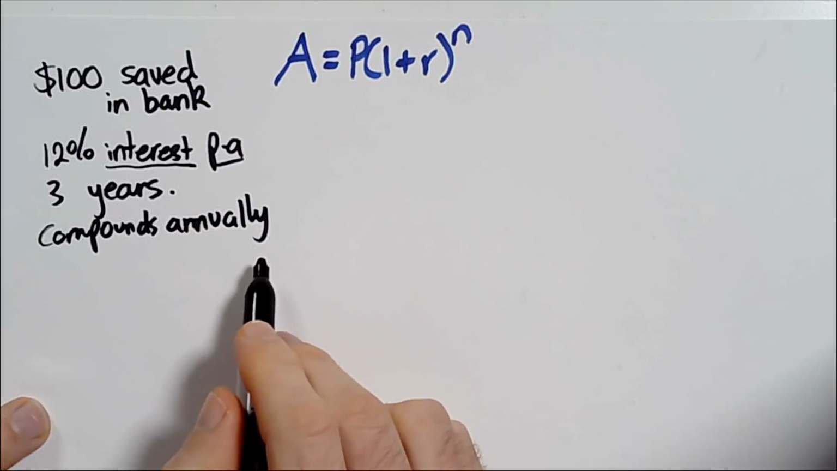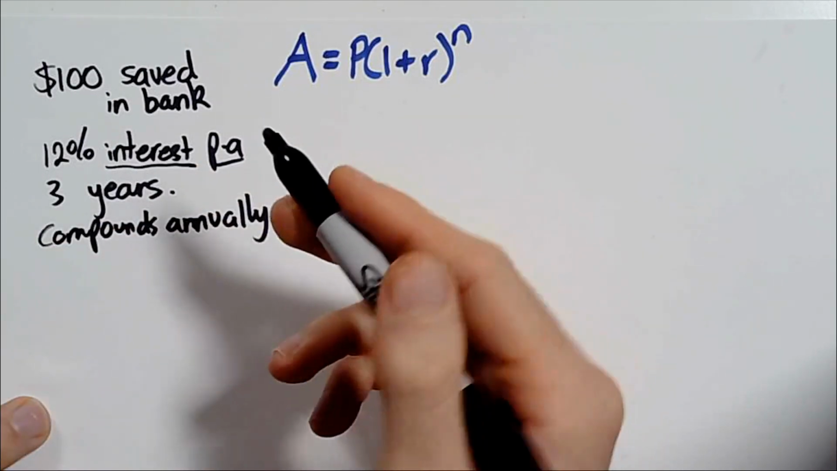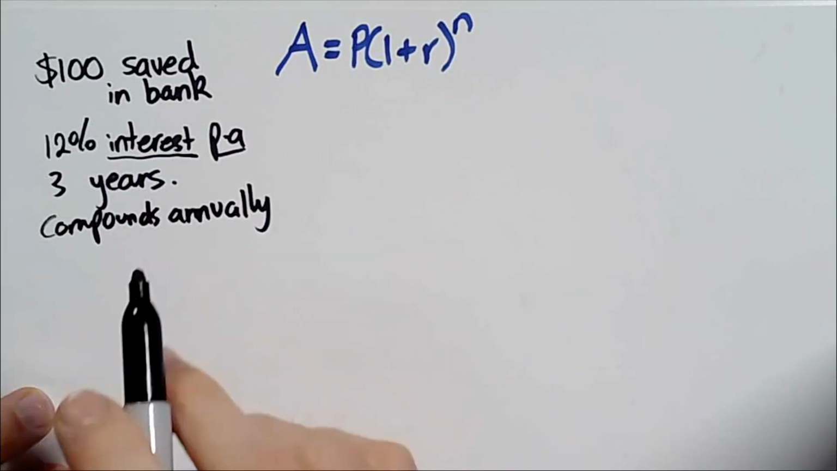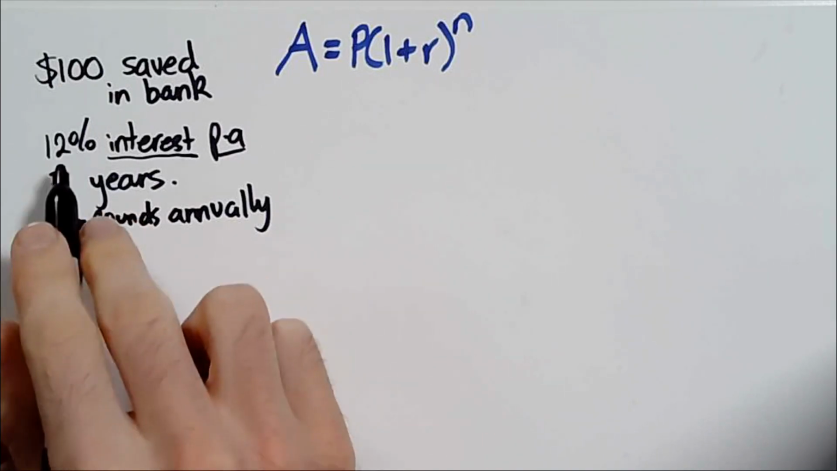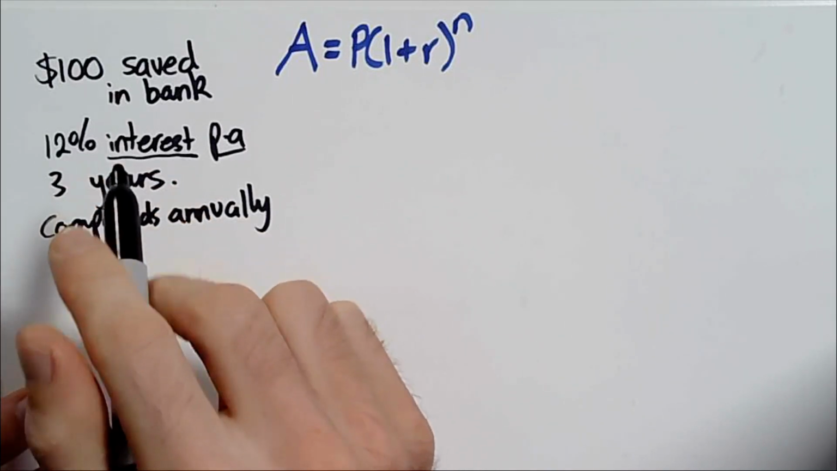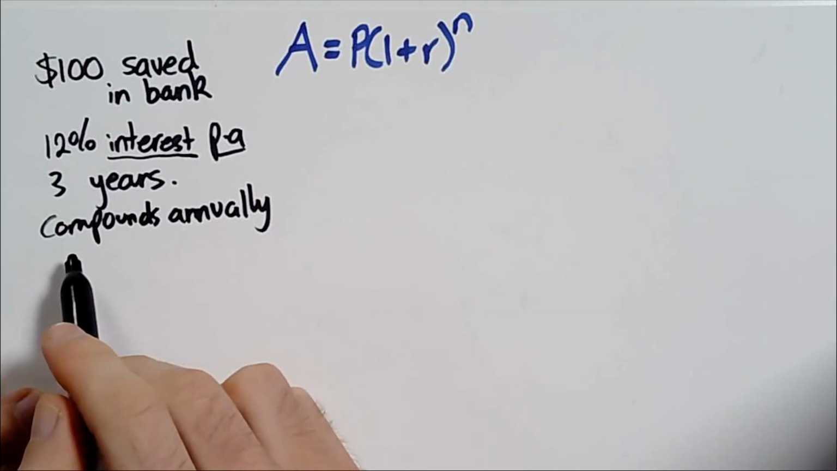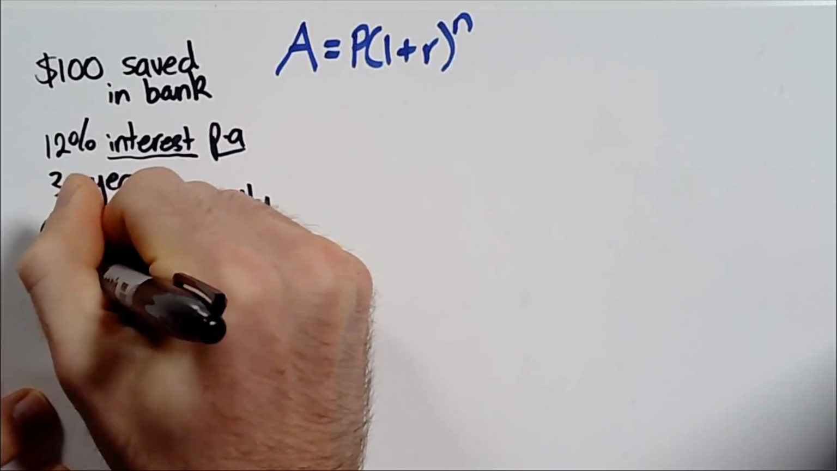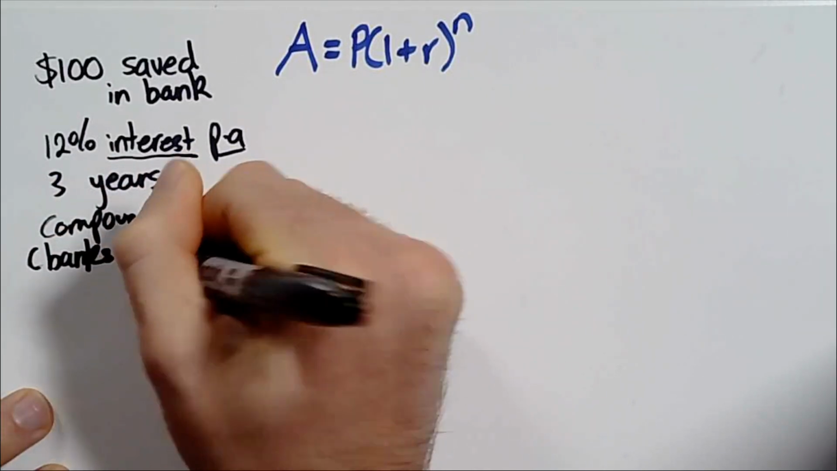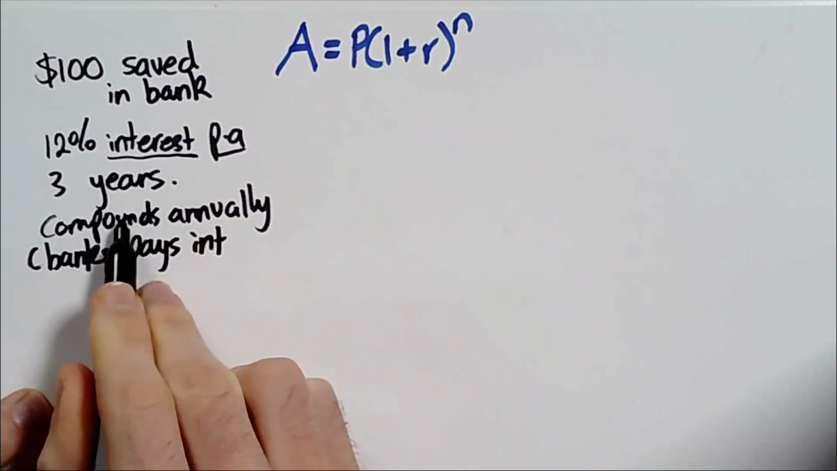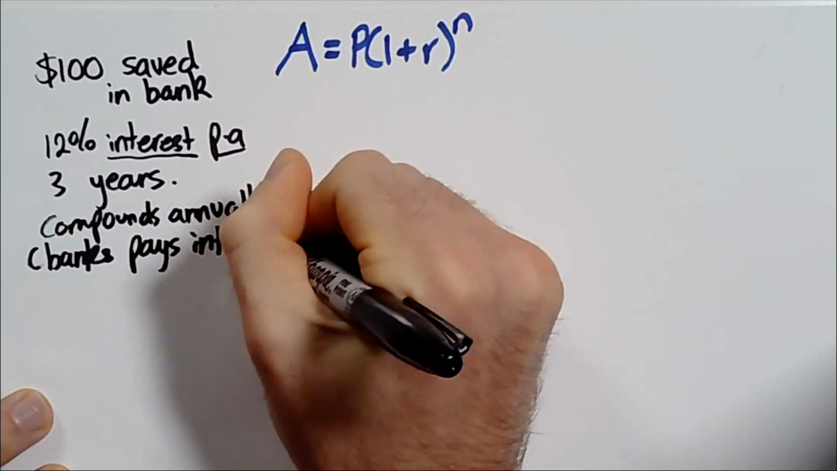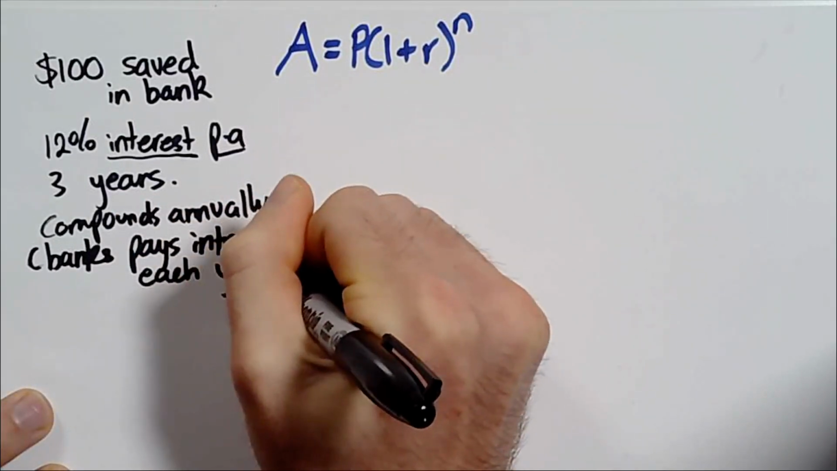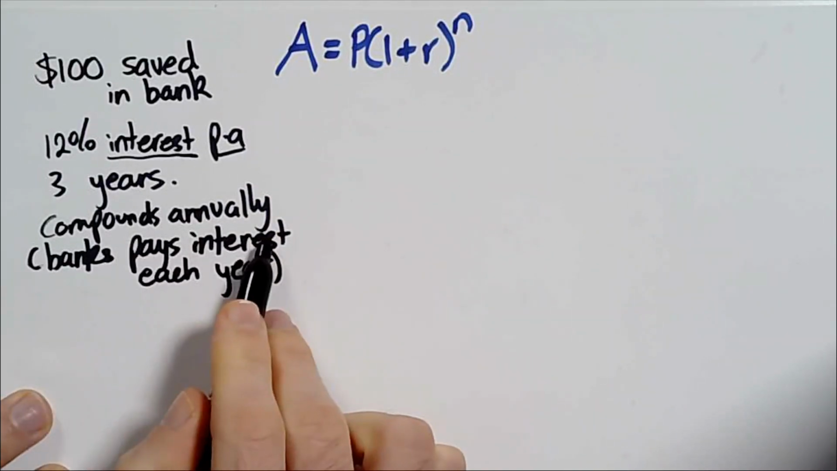It compounds annually. That means that the bank is going to reassess how much money I have in my bank account every year, and they are going to apply the interest rate to that amount every year. So they are basically going to pay me interest every year. Because it compounds annually, they are paying me annually. The bank pays interest every year. If it was compounding monthly, the bank would be paying me interest every month. Okay, so that's what it means to have the interest compound annually.